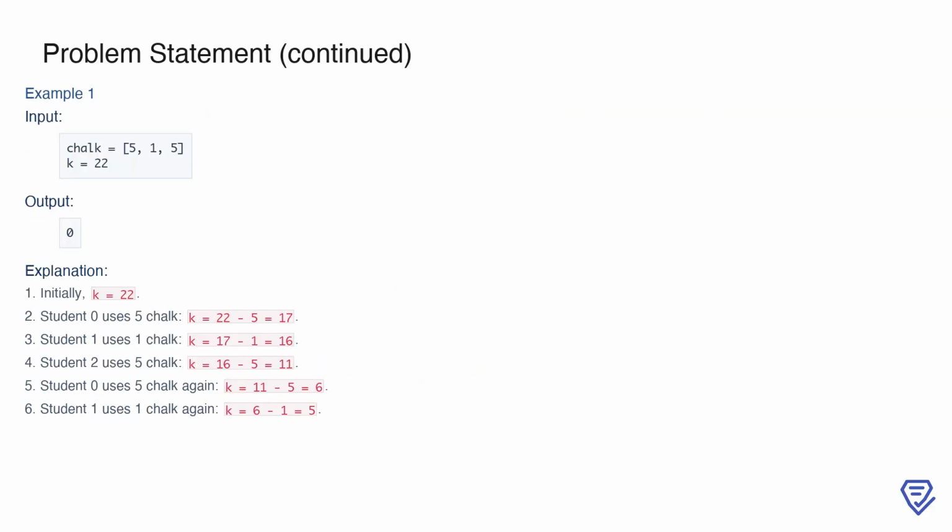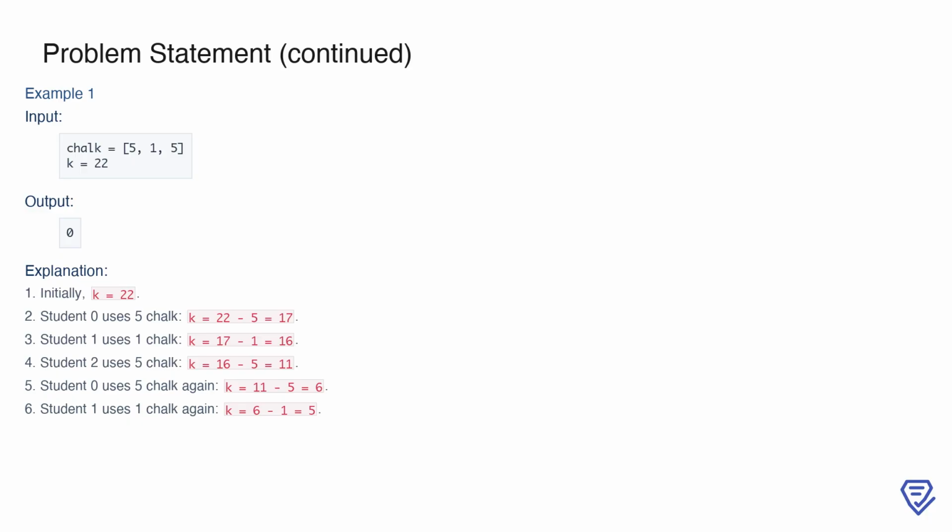In the first example, the chalk array is 5, 1, 5, and k is 22. Initially, the teacher has 22 units of chalk. Student 0 uses 5 units, leaving 17. Then, student 1 uses 1 unit, reducing the chalk to 16. Student 2 uses 5 units, leaving 11. The process repeats. Student 0 uses another 5 units, leaving 6, and student 1 uses 1 more unit, leaving 5.